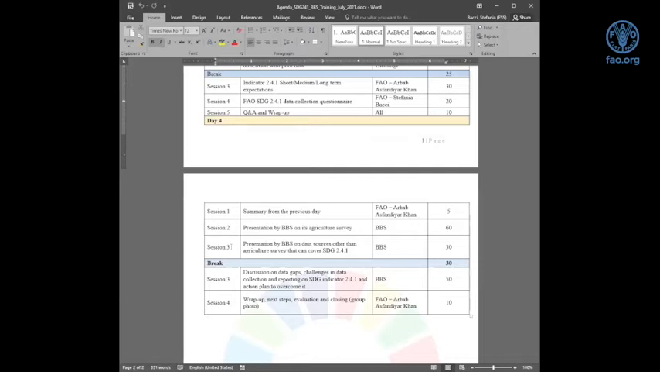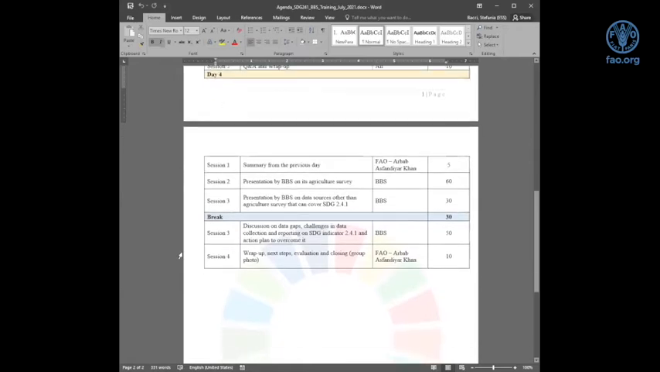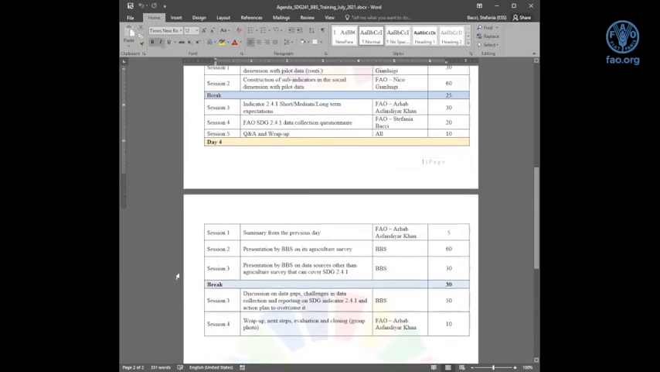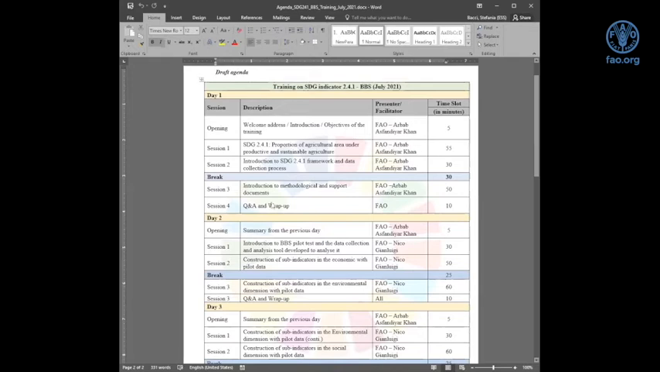And finally, of course, we will have an open discussion where we can discuss on data gaps, on the challenges, and so having an open discussion with you for any other concern that you might have, and try to also have an action plan to overcome all the constraints in case we have it. And then we will close, of course, the 4 days. So every day we will have a break of 20 minutes. Let's see, depending on the timing.